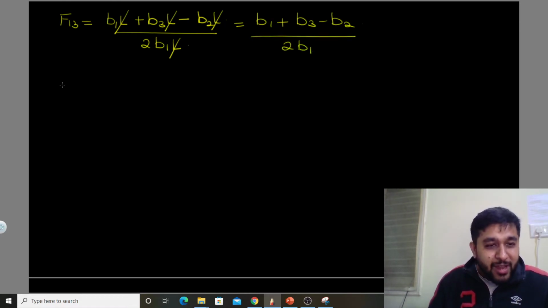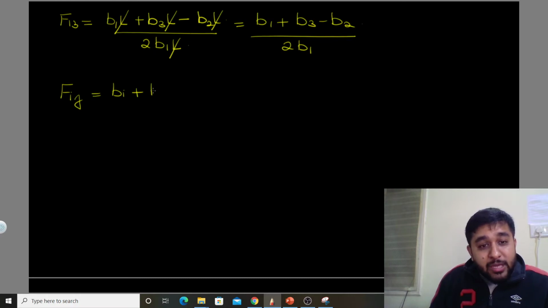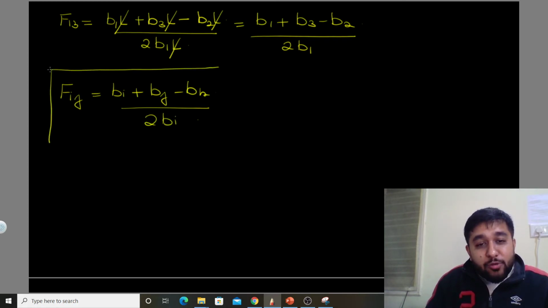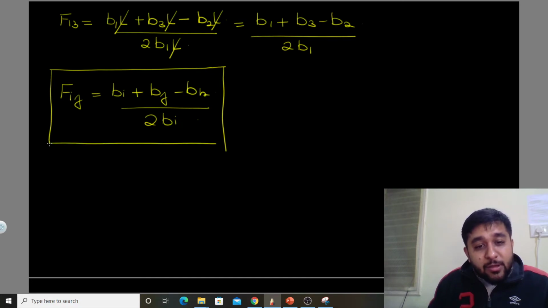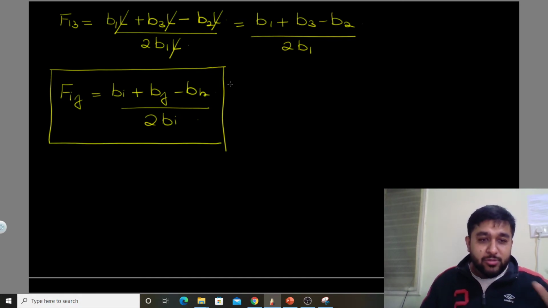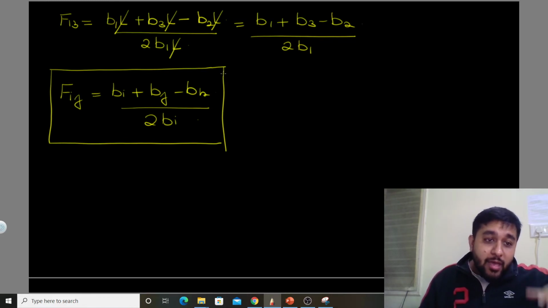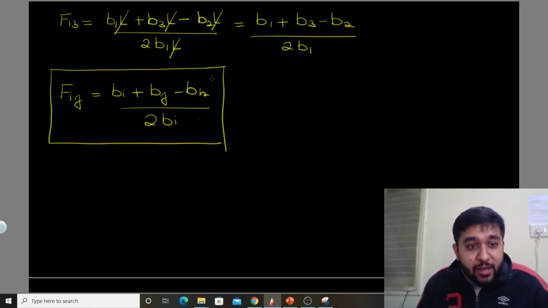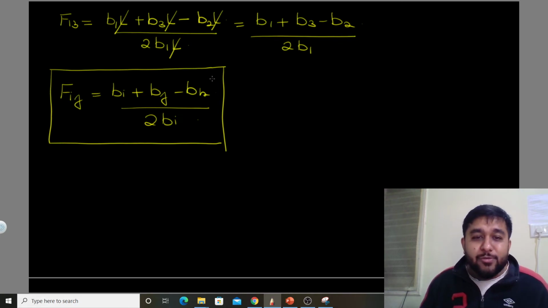So check what will happen. I think Fij is equal to Bi plus Bj minus Bk upon 2 times Bi. This is the standard formula for view factor of a triangular duct. So you can write down any one, F12, F21, F13, F31, any view factor you can write down from this particular formula.